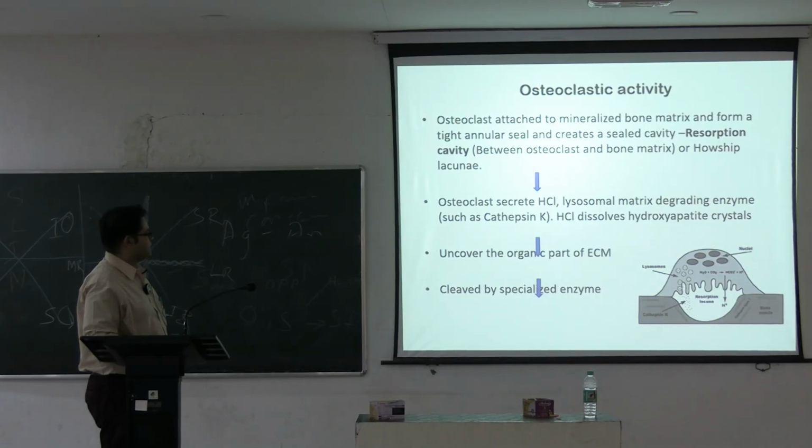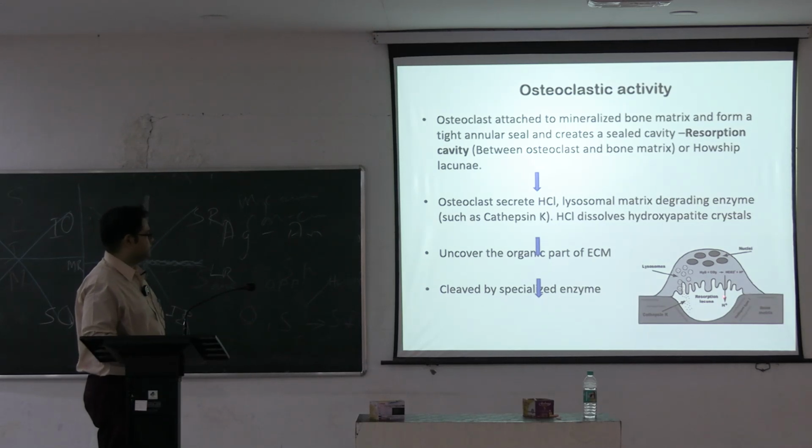Now, let's take a look at the osteoclastic activity. This is an osteoclast that we see here, and this part is the bone matrix. You can see the diagram at the end. We are taking a look at how osteoclastic activity works, how the bone is resorbed. Now, the osteoclast is attached to the mineralized bone matrix, and it forms a tight annular seal. This part, the space between the bone and the osteoclast itself, is called the resorption lacunae, also known as the Howship's lacunae.